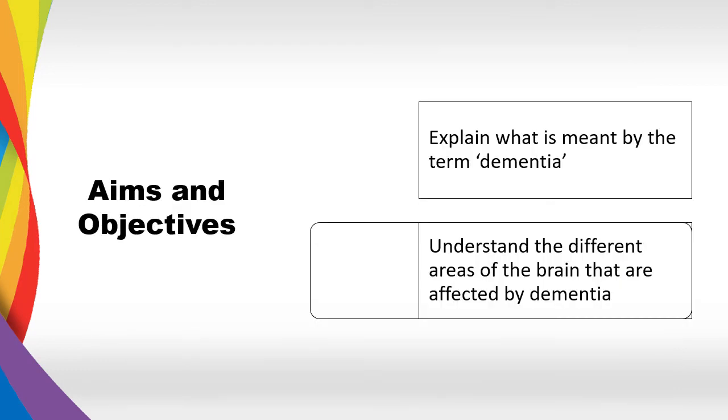That brings us to the end of this session. You should now have explained what is meant by the term dementia and have a much stronger understanding than we did before. You should now understand that dementia affects the different areas of the brain, and it's not just a case of somebody losing their memory. They're actually having some quite bad damage to their brain cells.